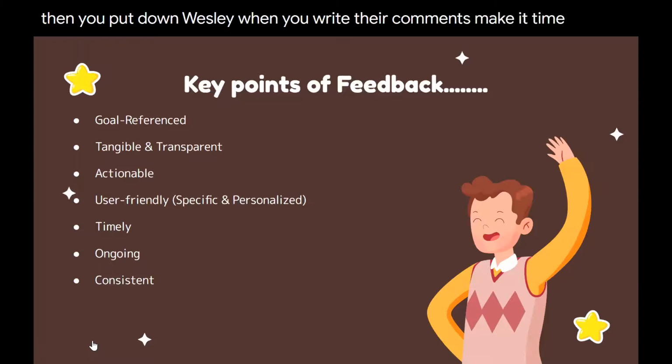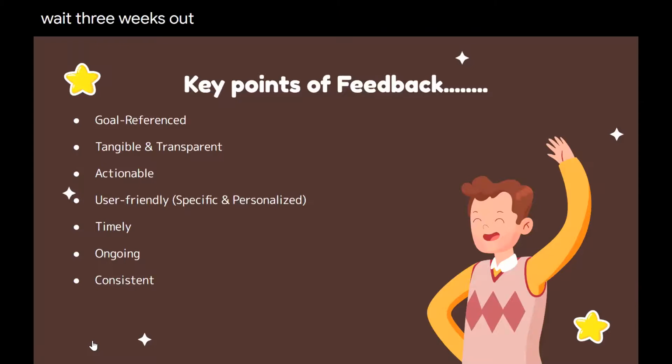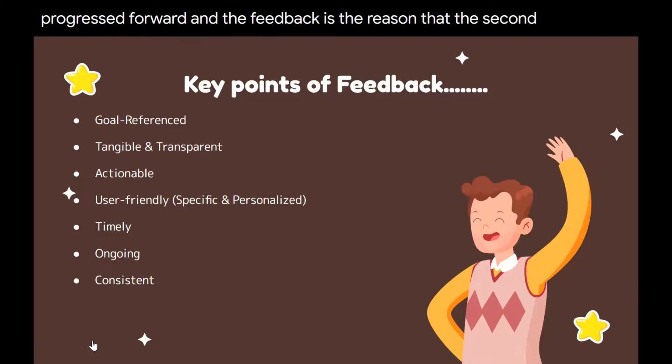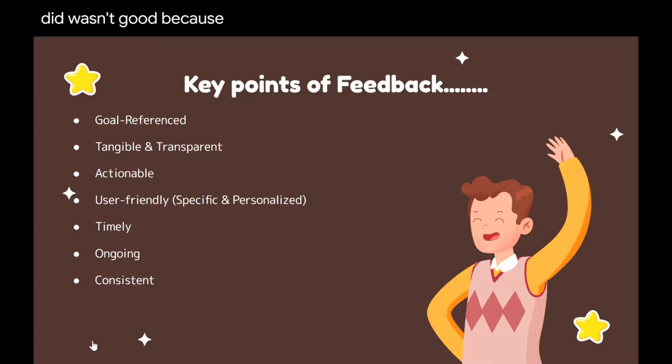Make it timely. Don't wait 3 weeks out, and don't give them feedback on something that progressed forward, where the feedback is the reason that the second thing they did wasn't good, because what they did the first time you didn't correct soon enough. Keep it ongoing and make it consistent.